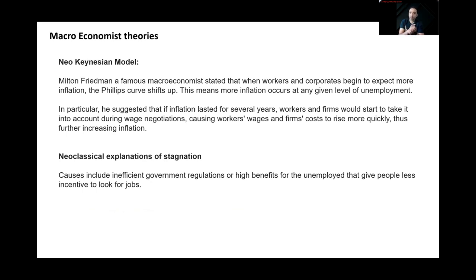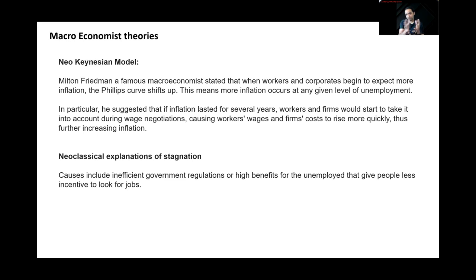And Milton Friedman, another famous economist, stated that when workers and corporates begin to expect more inflation, the Phillips curve shifts up. This means more inflation occurs at any given level of unemployment. It is not necessary that employment should be at high levels as inflation goes up. Now, in particular, he suggested that if inflation lasted for several years, workers and firms would start to take it into account during wage negotiations, causing workers' wages and firms' costs to rise more quickly, thus further increasing inflation. So it gets into a spiral.